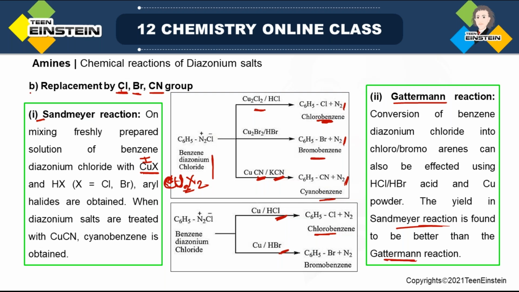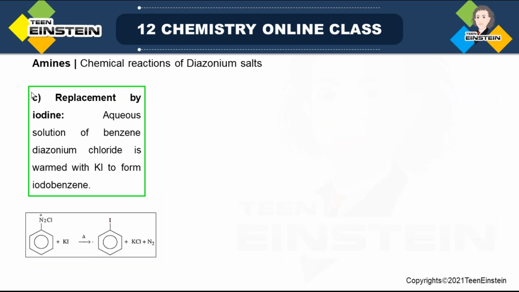So this is number B. Next will be number C. Now, if you want to get iodine in benzene, what will you use? You have to use potassium iodide. So it is simply the salt is heated with potassium iodide and this N2 is replaced by I. N2 is removed. This is the byproduct.